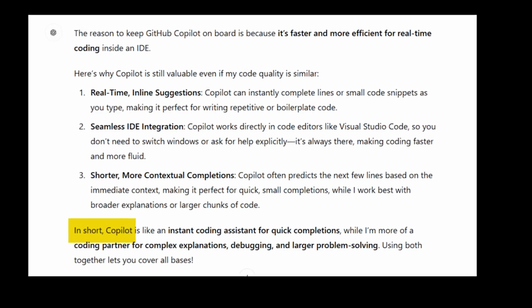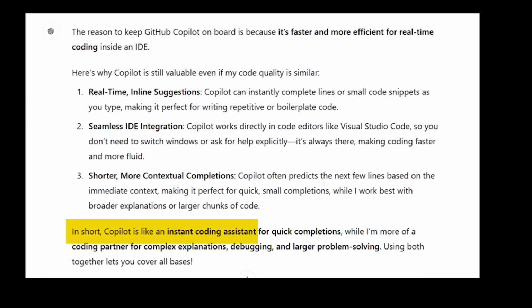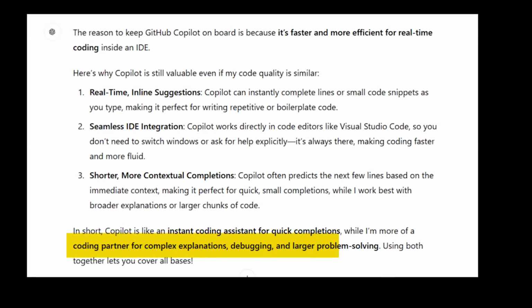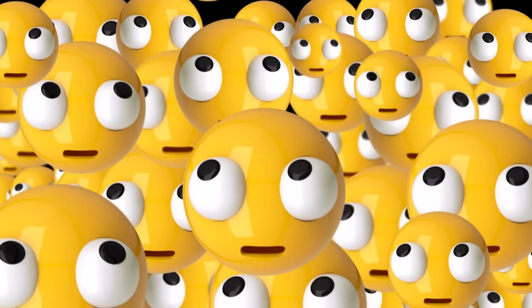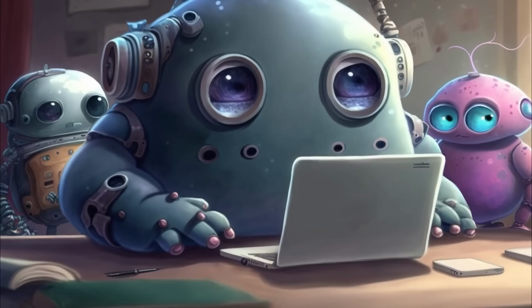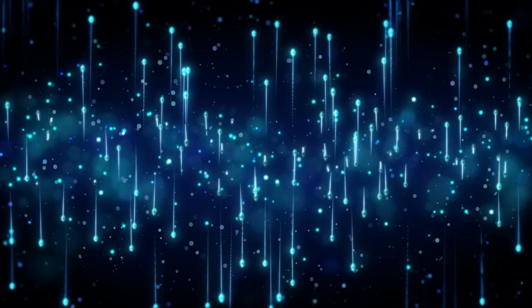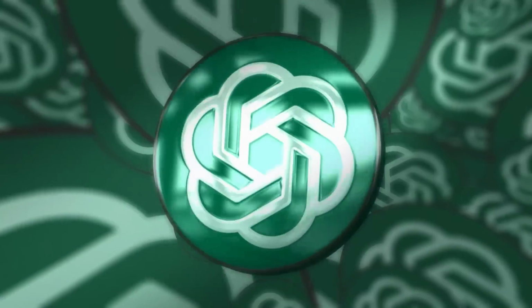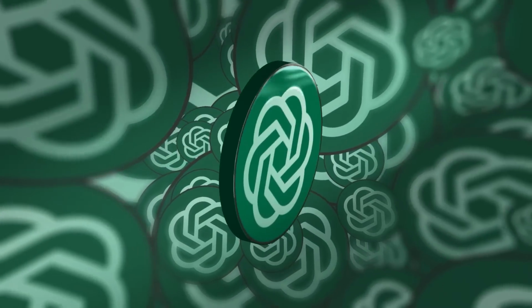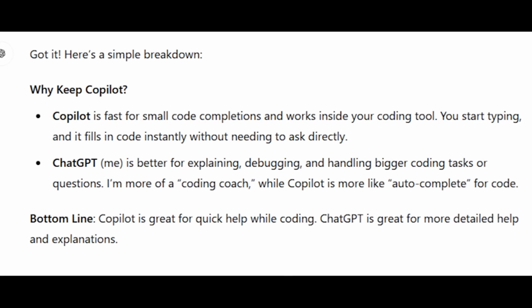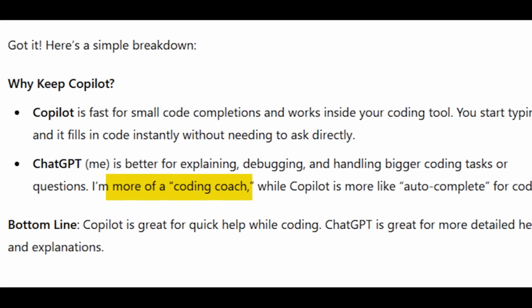In short, Copilot is like an instant coding assistant. I'm more of a coding partner for complex explanations, debugging, and larger problem solving. You've completely confused me. Got it. Here's a simple breakdown. Why keep Copilot? Copilot is fast for small code completions and works inside your coding tool. ChatGPT, me, is better for explaining, debugging, and handling bigger coding tasks or questions. I'm more of a coding coach. Oh, you are more like a coding coach.